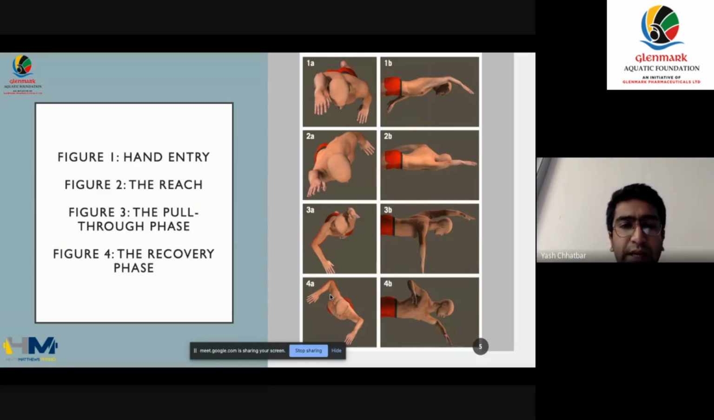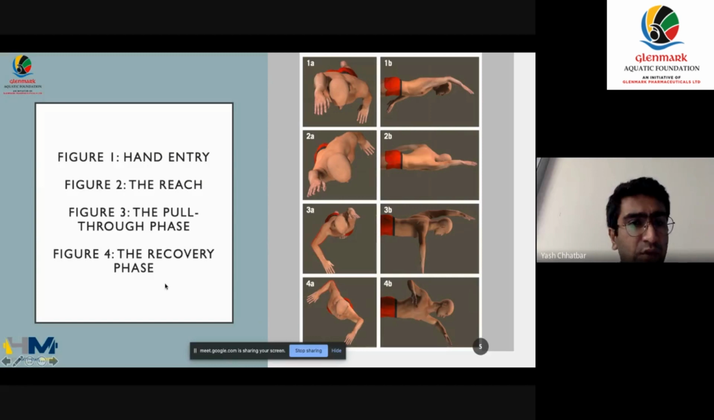So if I have to tell you which is the most risk-prone stroke phase in terms of shoulder injury, it's 3A, 3B, 3 and 4. Maximum chances of you developing a shoulder problem happen at the pull through phase and the recovery phase. The reach is fine, the hand entry is also good, but compared to the pull through and recovery, that is where you get the maximal end range. You get into the shoulder's maximum available range, and that is where the pinching happens.